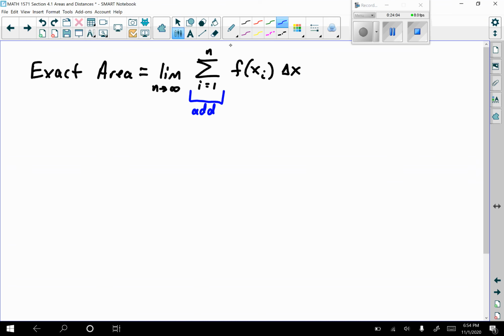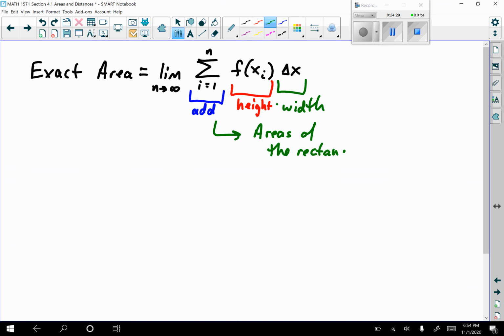This is just telling us to add everything up from i equals 1 to n here. The f of x, remember, anytime we were looking at f of x, that was the height of the rectangles. And then this delta x here, that's the width. So when we do height times width, or base times height, it doesn't matter. This is just the area. So we are adding the areas of the rectangles. And if we can squeeze in an unlimited number, an infinite number of rectangles, we're going to get the exact area. So like I said, eventually we're going to take a look at this.